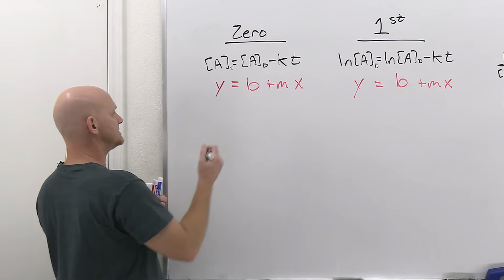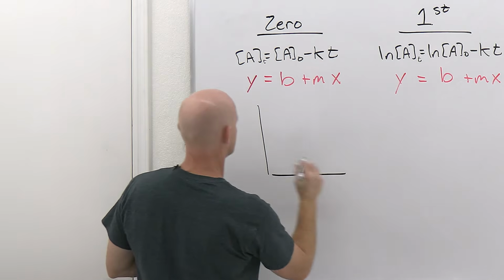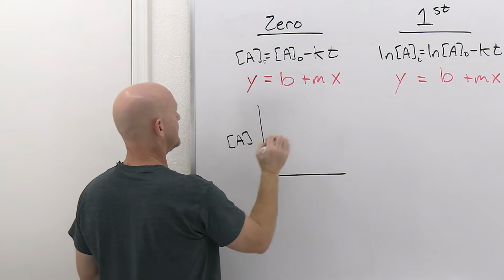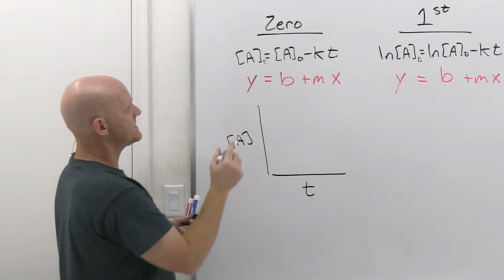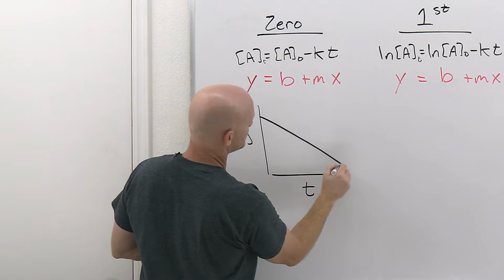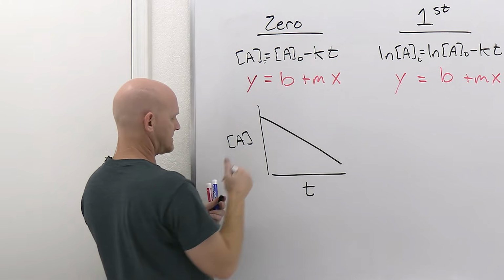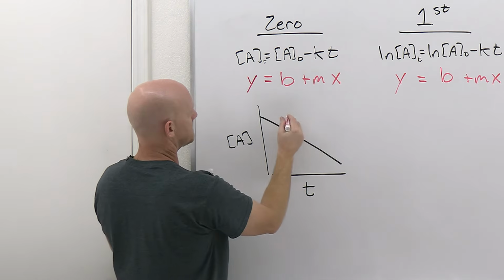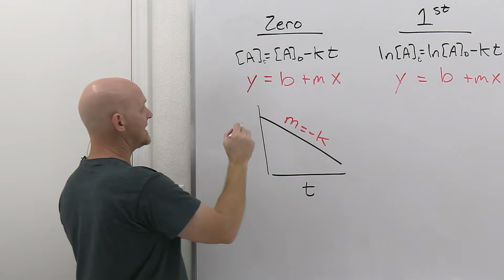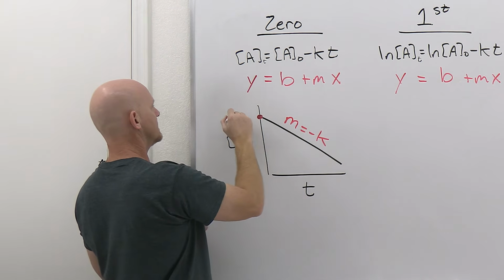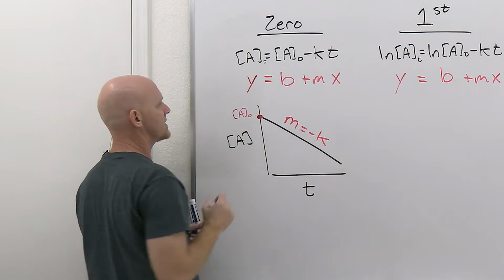And so in this first one here, we can see that on the y-axis, you want to put the concentration of A, and on the x-axis, you want to put time. And so in this case, you're going to get a graph with a negative slope, and that slope here is going to equal negative k. And if we cared, the y-intercept here would be the initial concentration of A.